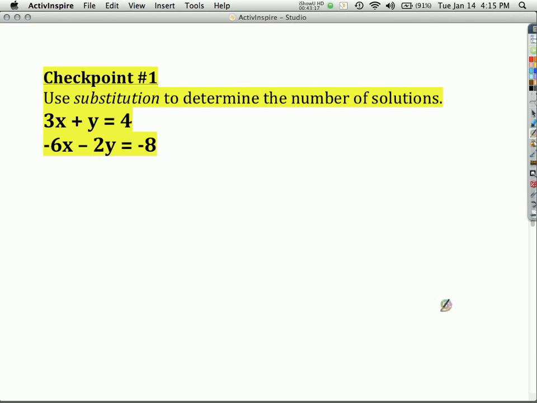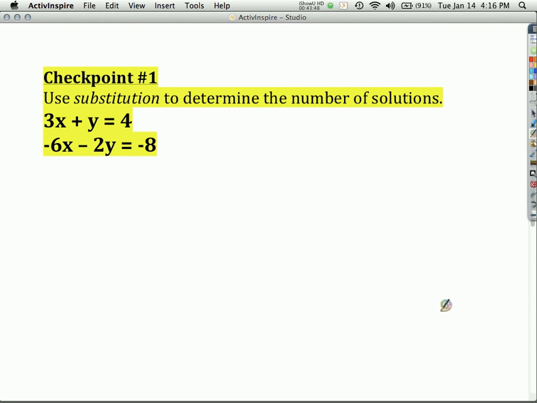Okay, let's survey, since there are only 3 possibilities. Give me a thumbs up if you think there is one solution. 1, 2, 3. Good. Put your thumbs down. Give me a thumbs up if you think there is no solution. 1, 2. Okay, put your thumbs down. Give me a thumbs up if you think there are infinite solutions.